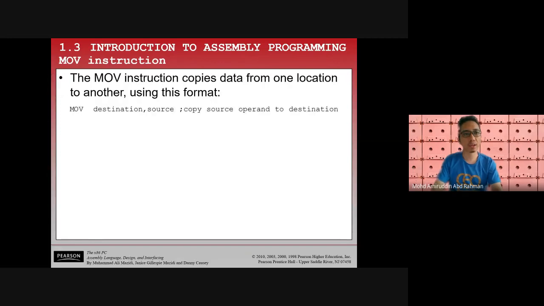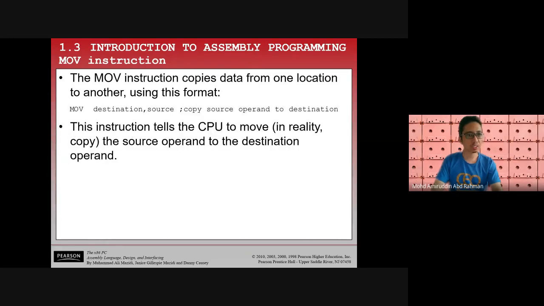Let's look at the move instruction. The MOV instruction copies data from one location to another. For example, we have this format: MOV destination, source, which copies the source operand to the destination. This instruction tells the CPU to move, in reality copy, the source operand to the destination operand.